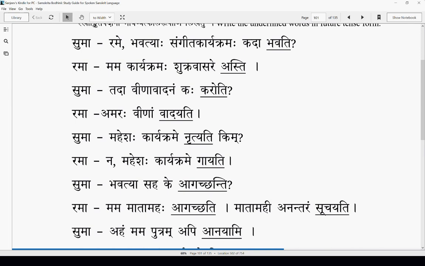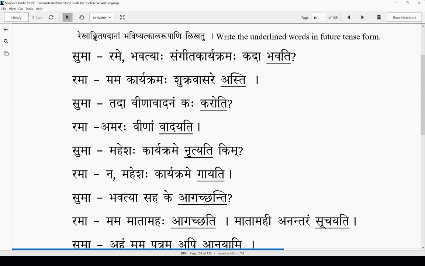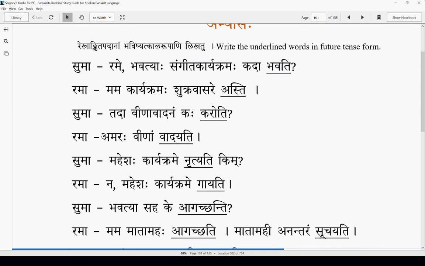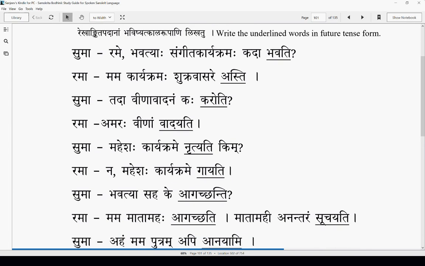This we are changing, right? This is Bhasha. Bhavati becomes Bhavishyati. Mama Karyakramah Shukravasire Asti. That also becomes Bhavishyati.